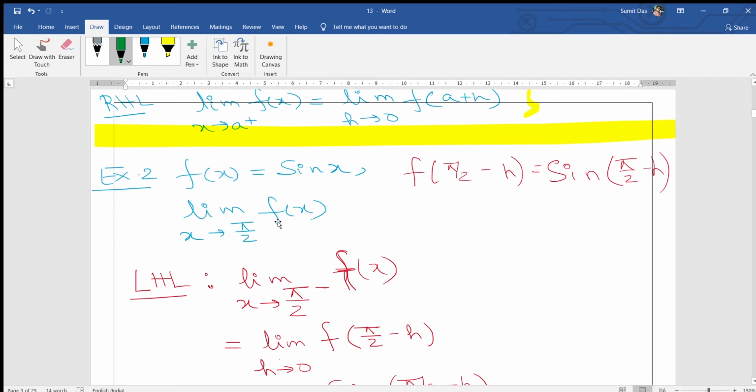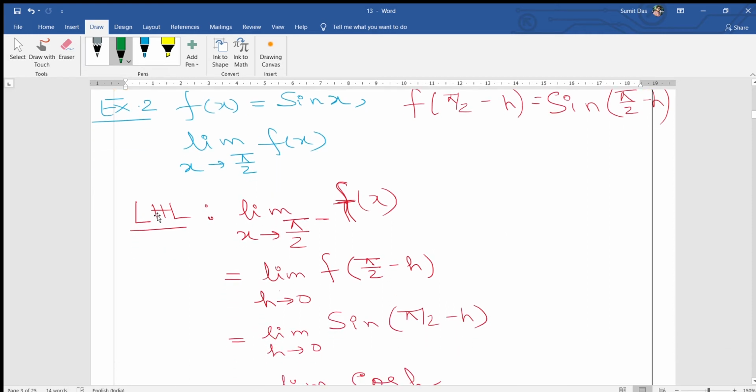So how to do this one? You can see the left hand limit will be equal to f of pi by 2 minus, right?